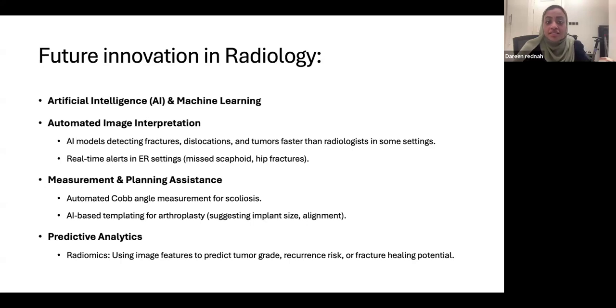Real-time alerts in ER settings, like scaphoid fracture or hip fractures. Measurement and planning assistant: automated Cobb angle measurement for scoliosis. AI-based templating for arthroplasty. Applications like Bone Ninja, where you can put in the X-ray and they do the measurement for you. It's not artificial intelligence, but it's one of the applications emerged in deformity correction. Predictive analytics like radiomics, using imaging features to predict tumor grade, recurrence risk, and fracture healing potential.